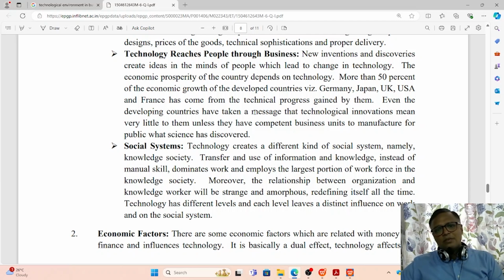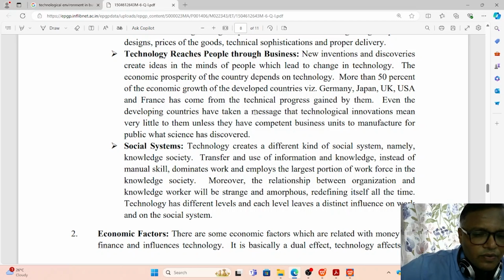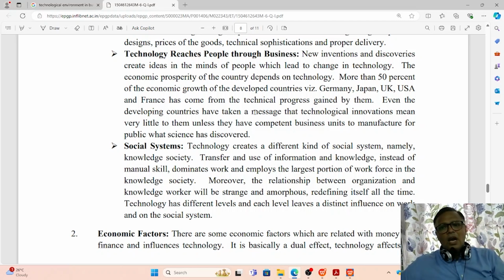Next is about the social system. Technology creates a different kind of social system, namely the knowledge society. Transfer and use of the information and the knowledge, instead of manual skills, dominates the work and employs a large portion of the work in the knowledge society. Moreover, the relationship between the organization and the knowledge workers will be strange and amorphous, redefining itself all the time. The technology has different levels and leaves a distinct influence on work and on the social system.